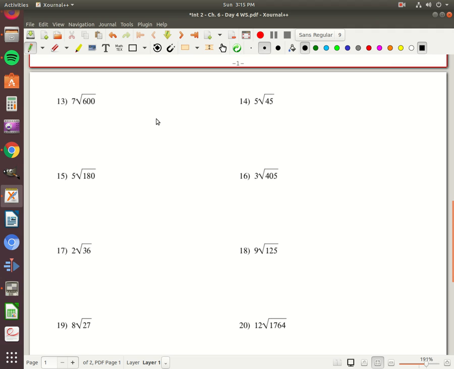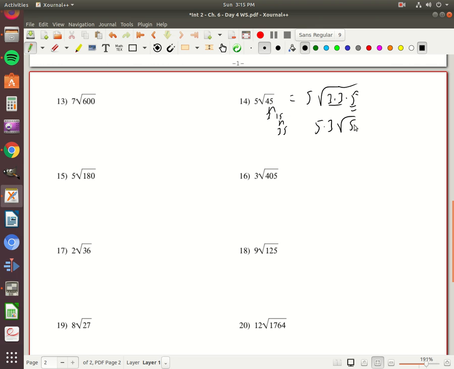So what do I do with these ones? So here, 2 doesn't go in, 3 goes in 15 times, 3 goes in 5 times. So I'm going to get 5 times the square root of 3 times 3 times 5. Like, this 5 doesn't go away. Well, these can leave, and this can't. So I'm going to get 5 times 3 times the square root of 5, right? That pair of 3 comes out, so I get 15 times the square root of 5.